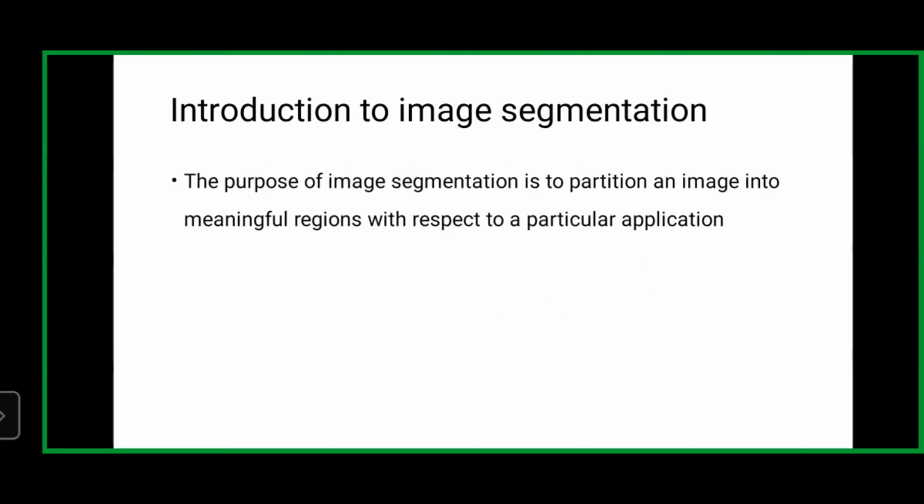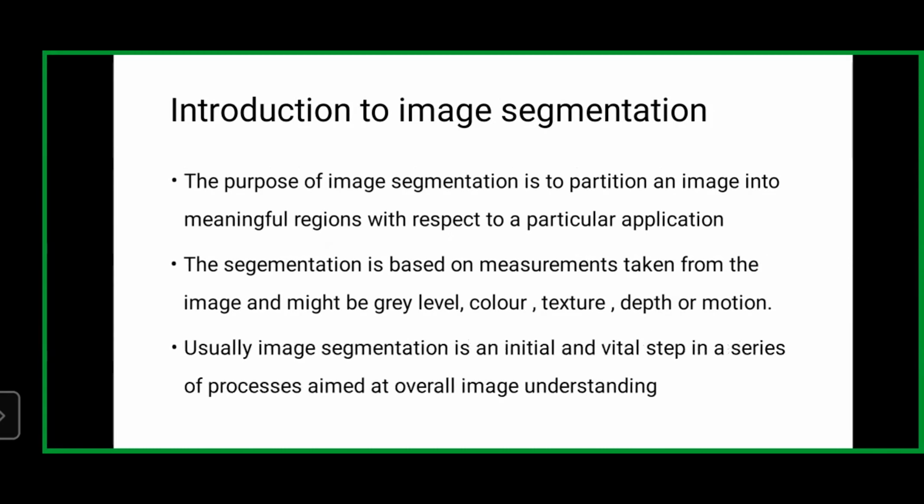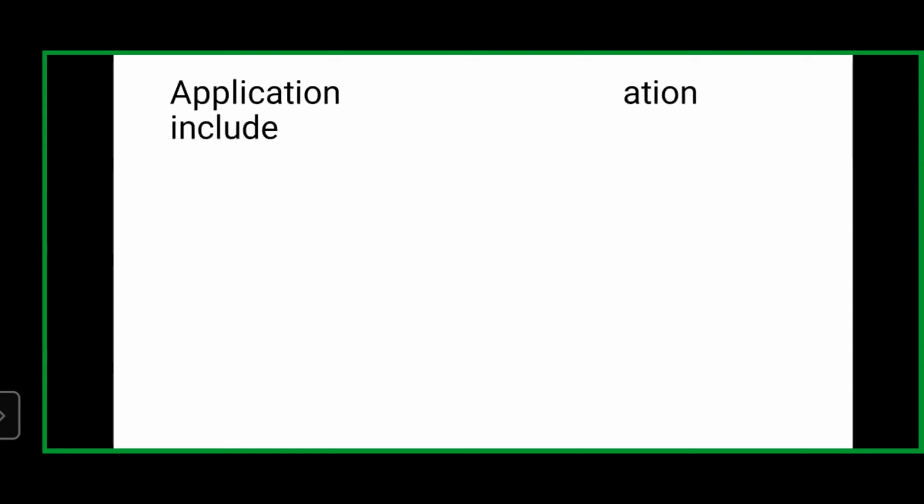The segmentation is based on measurements taken from the image, typically level, color, texture, emotion. Usually, image segmentation is an initial and vital step in a series of processes that aims at overall image understanding. So this is about image segmentation.